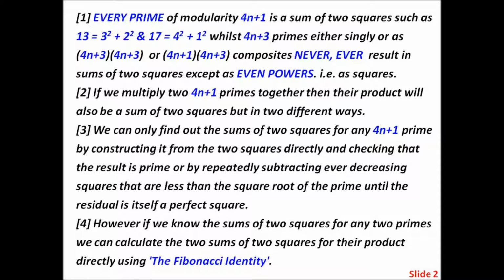3. We can only find out the sums of two squares for any 4n plus 1 prime by constructing it from the two squares directly and checking that the result is prime, or by repeatedly subtracting ever-decreasing squares that are less than the square root of the prime until the residual is itself a perfect square. 4. However, if we know the sums of two squares for any two primes, we can calculate the two sums of two squares for their product directly using the Fibonacci identity.